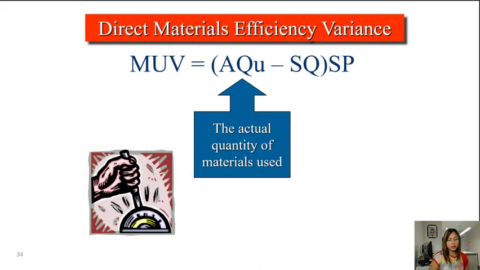Now with the efficiency variance, actual quantity used, because we are focusing on the quantity of product that you use in the production, direct materials that you use in the production. So direct material efficiency, you use actual quantity used.